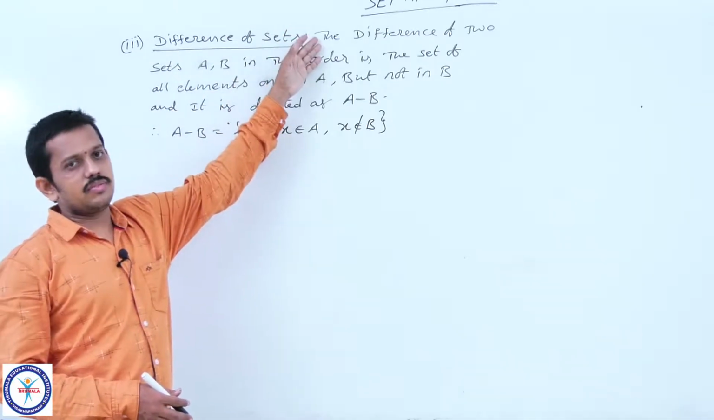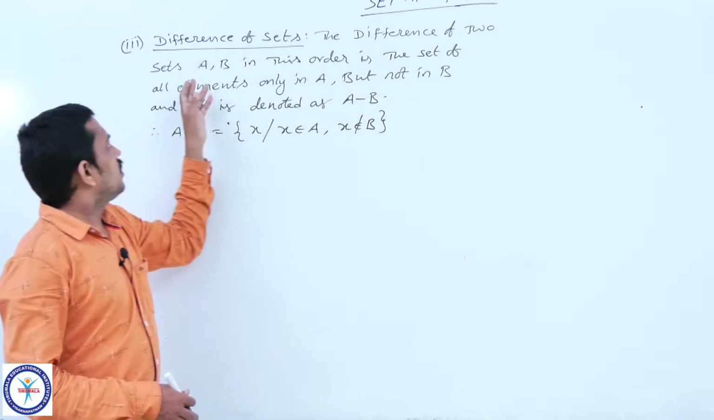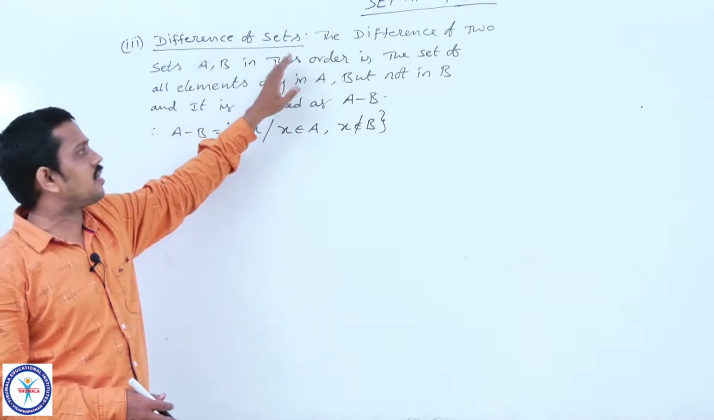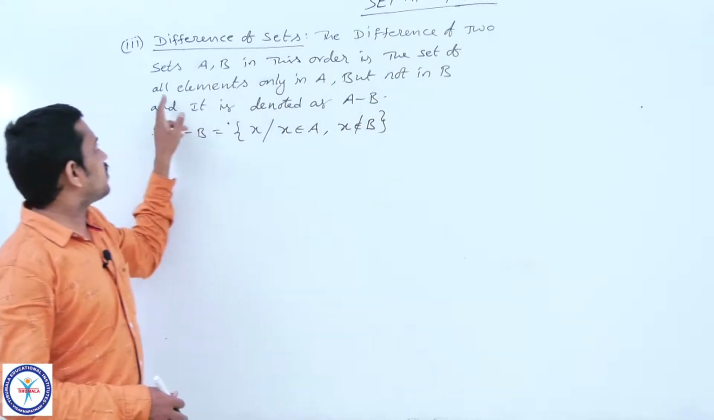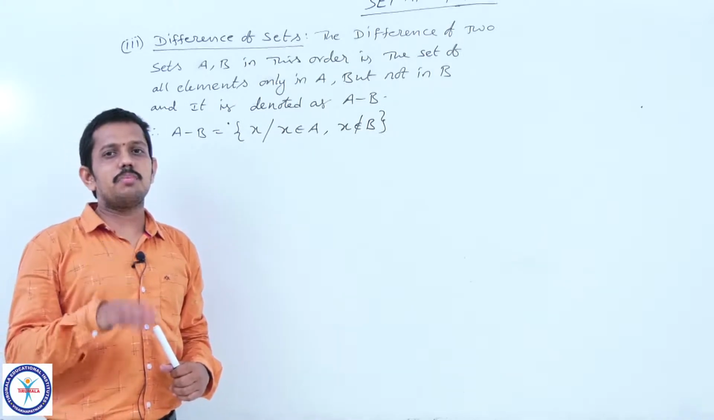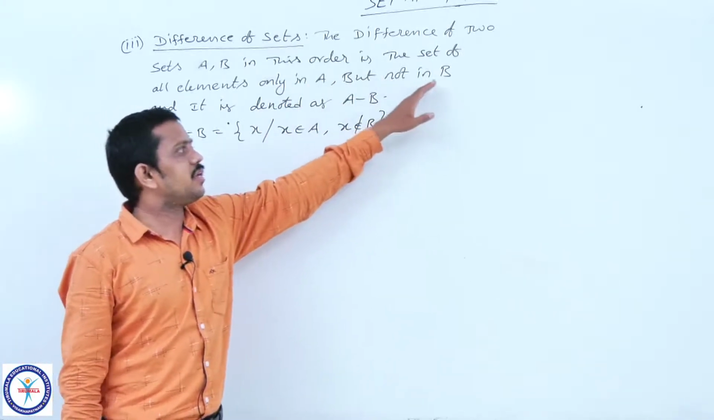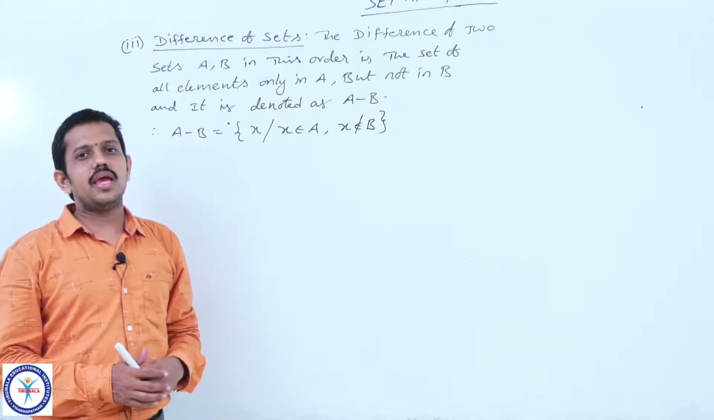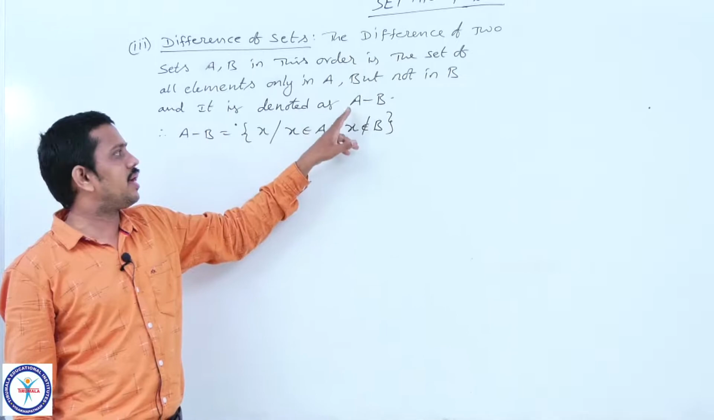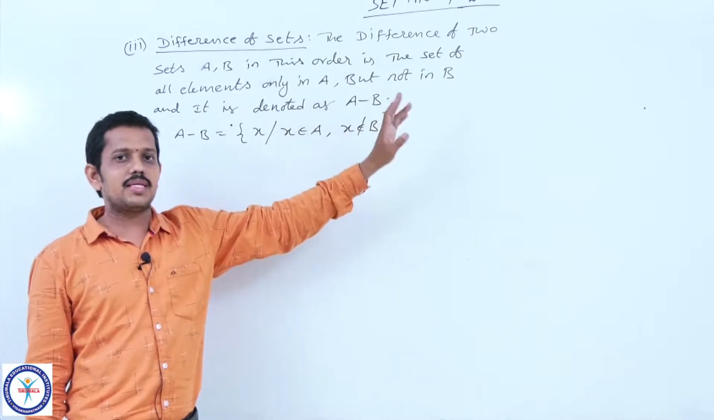Hi students, today in this session we will discuss the difference of sets. What is the difference of sets? For two sets A, B taken in the same order, the difference is the set of all elements only in set A but not belonging to set B, and it is called A minus B. The difference of A, B is denoted by A minus B or B minus A.